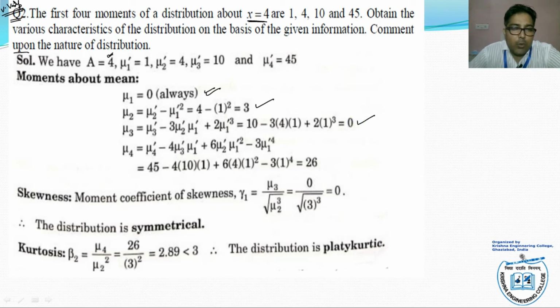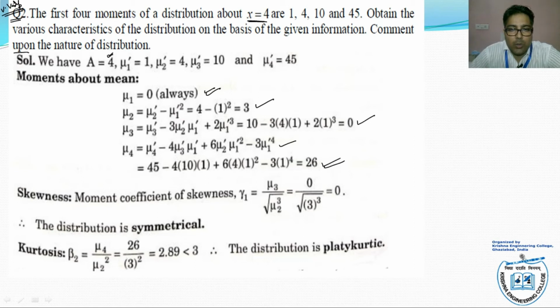Clear? And the value of mu4 is equal to mu4 dash minus 4 mu3 dash into mu1 dash plus 6 mu2 dash into mu1 dash square minus 3 mu1 dash to the power 4. Put these values of mu1 dash, mu2 dash, mu3 dash, mu4 dash in this equation, we get the value of mu4 is equal to 26. Clear? So the moments coefficient of skewness gamma 1 is equal to mu3 upon mu2 square.